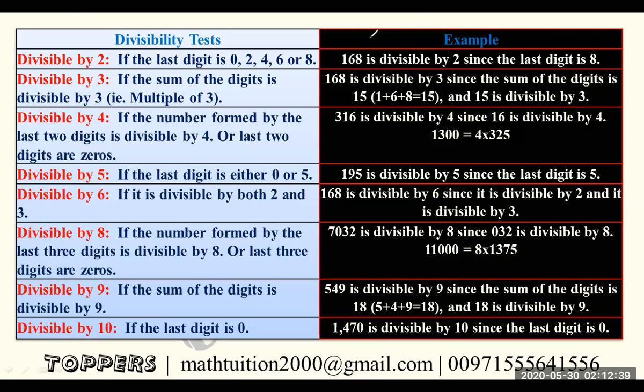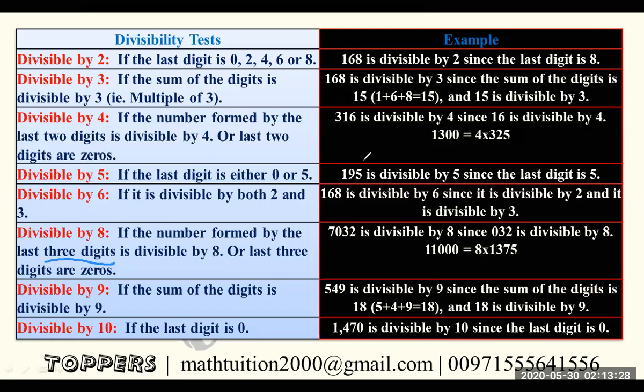Fine, clear. Okay, 7 we will discuss, but before that, we are discussing 8. Divisibility rule of 8: if the number formed by the last three digits... in the divisibility rule of 4, we have considered 2 digits. Similarly, in the divisibility of 8, take the last 3 digits of the given number. If it is divisible by 8, or that number is coming in the multiplication table of 8, then we can say that the number is divisible by 8. Or if the last 3 digits are zeros, then also we can say that that number is divisible by 8.